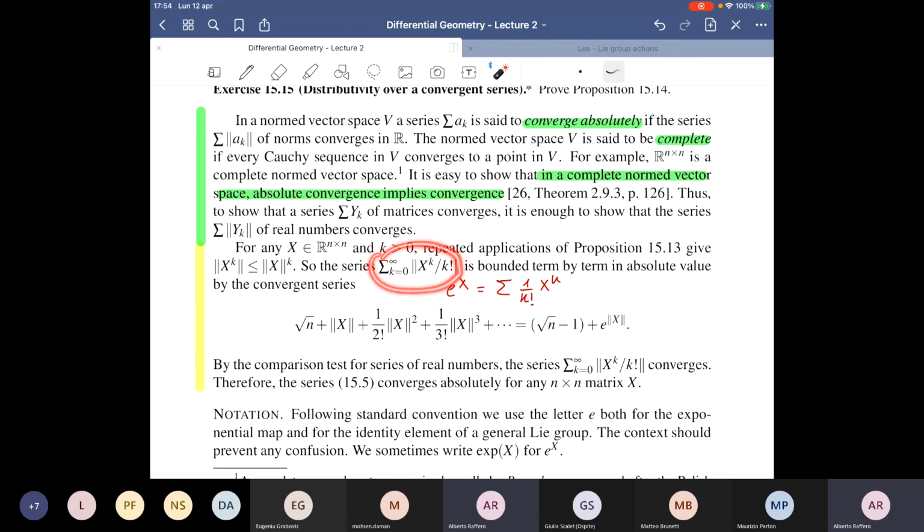So you have that this series is less or equal than the sum, and this is precisely the square root of n minus 1 plus the exponential of the norm of x. This is a real number, and so this is just the usual exponential of real numbers. This is convergent, so this tells you that this series is bounded above by finite numbers, so this series is convergent, and so for free you have that also this series is convergent, and it converges to a matrix inside R n times n.